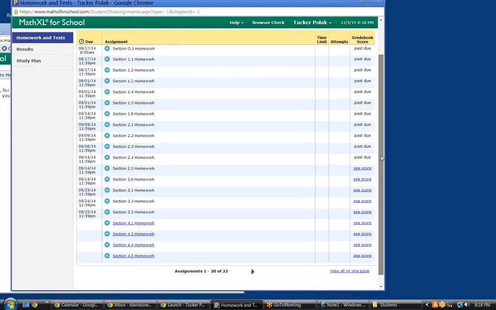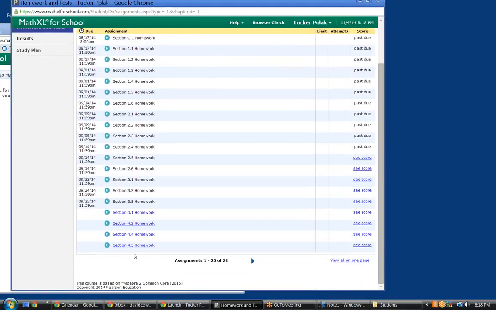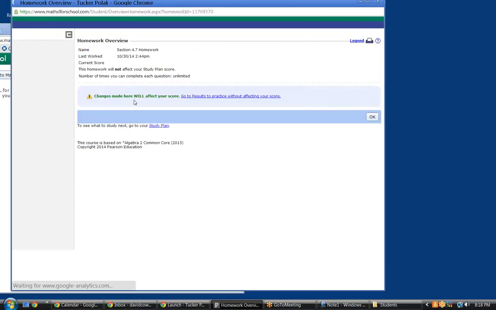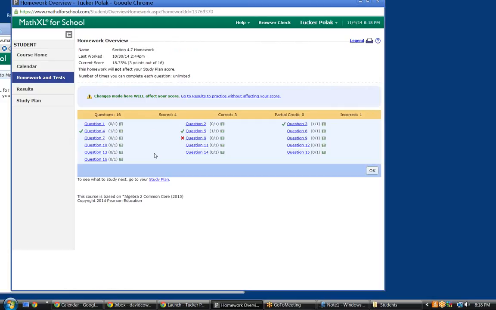In which one here? Just go to the next page, so click that arrow at the bottom. Okay. And 4.7. Okay. Start with 1. Yeah.